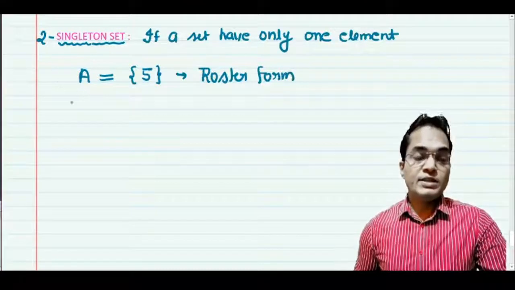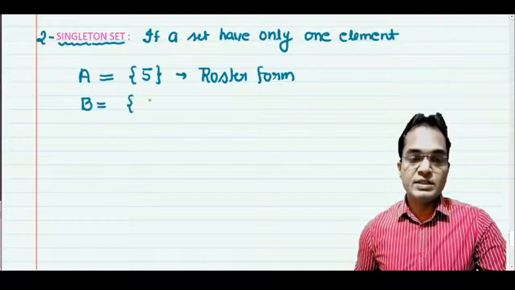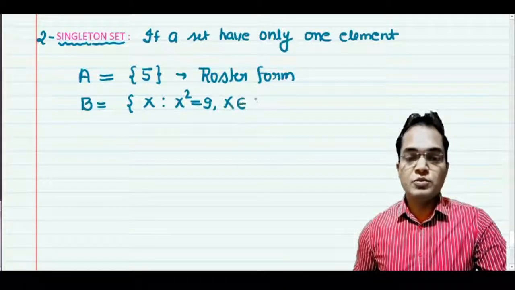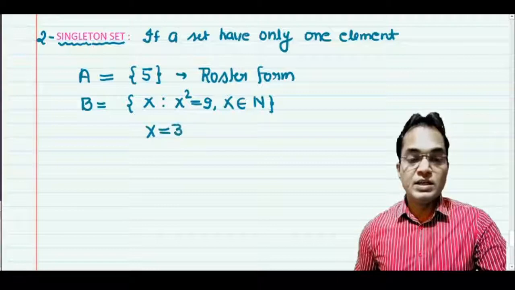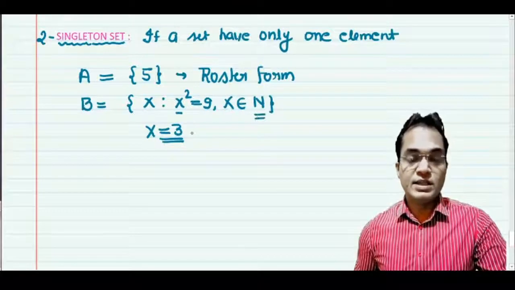Let us see another example in set builder form. Let a set be represented as {x such that x square equals 9, comma, x belongs to natural numbers}. Then what is x? There is only the number 3. The square of 3 gives 9, and 3 is a natural number.